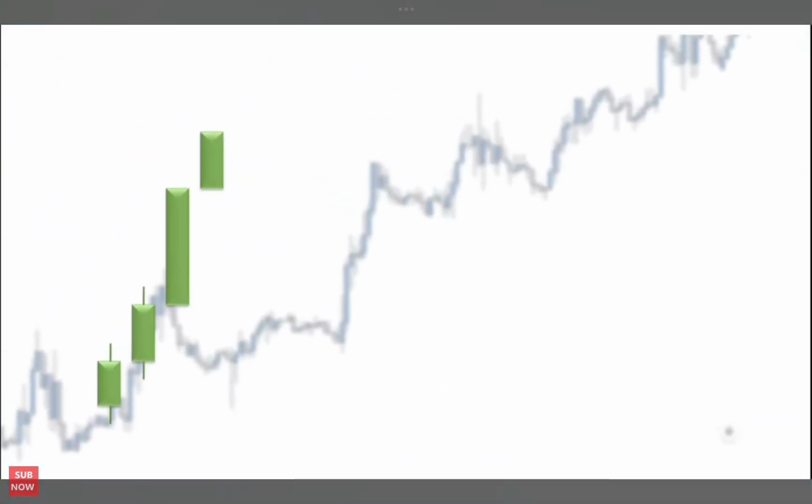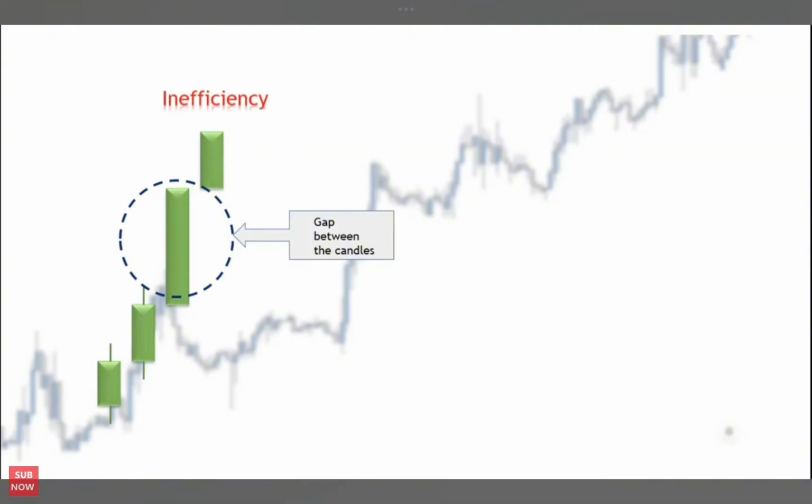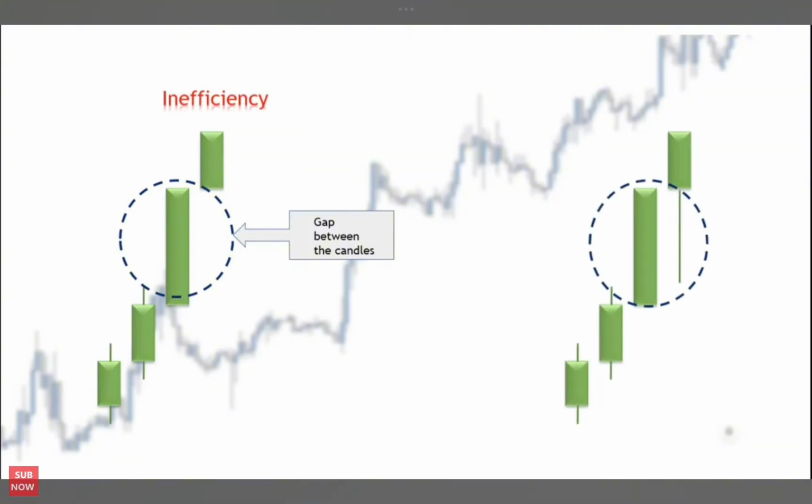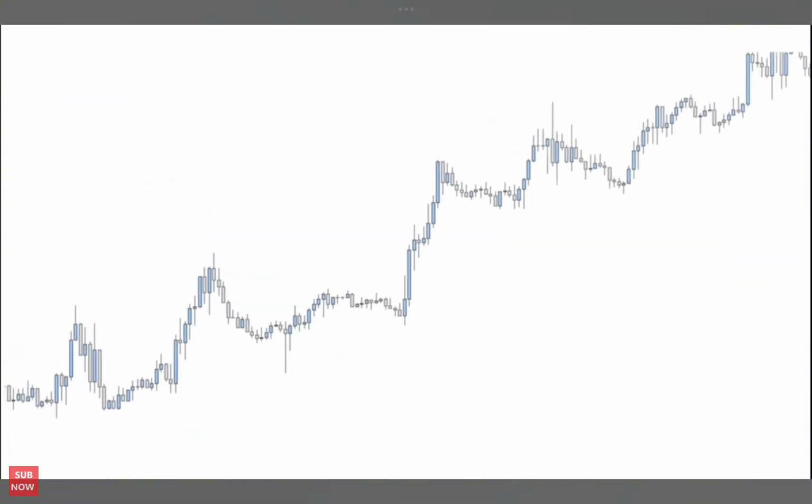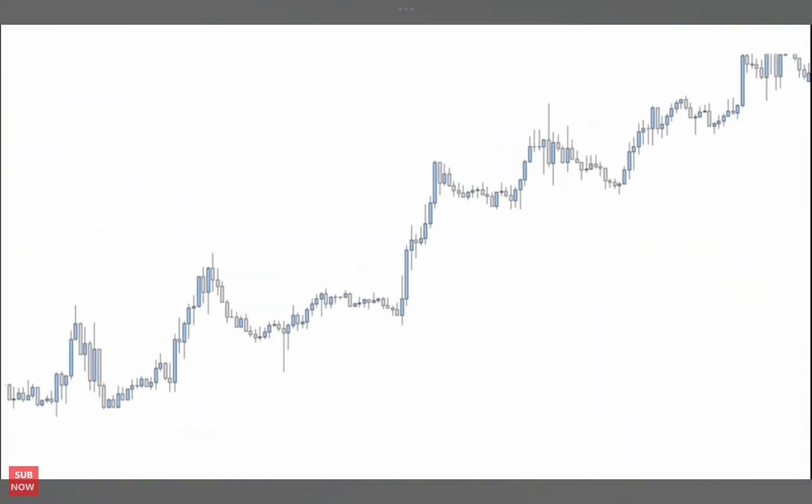As you can see from the left corner, there is a gap between the candles, and the price tends to come back, retest that area, and fill the gap. We call this inefficiency. But in the right corner's candles, there is no gap between the candles, which is called efficiency. Let's take a look at the chart and see if we can spot the inefficiency and the efficiency in the market or not.